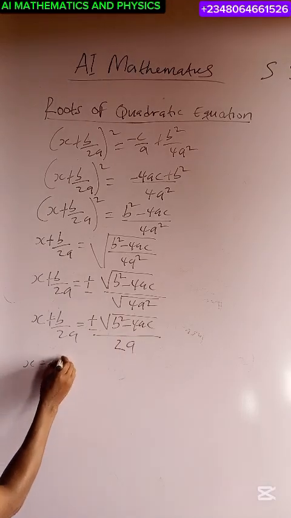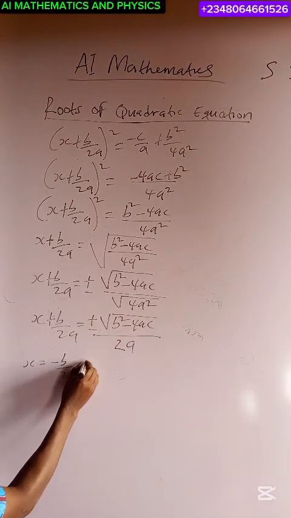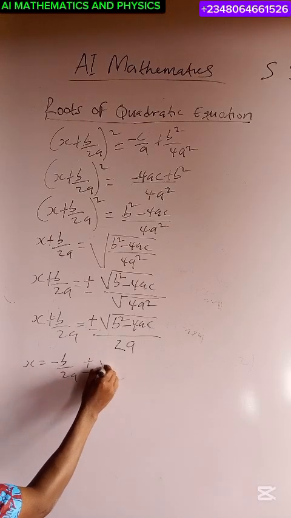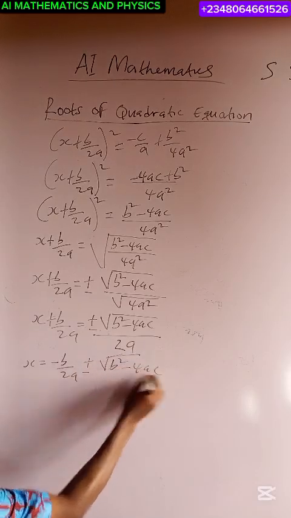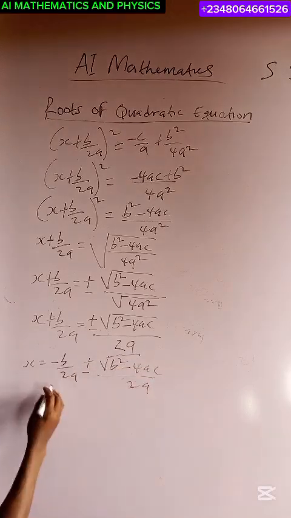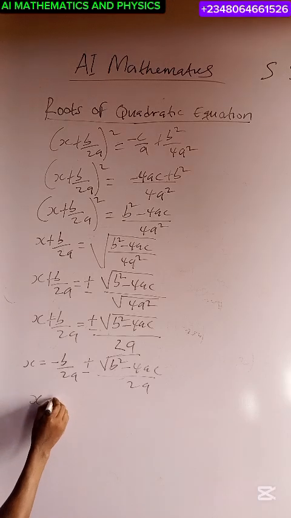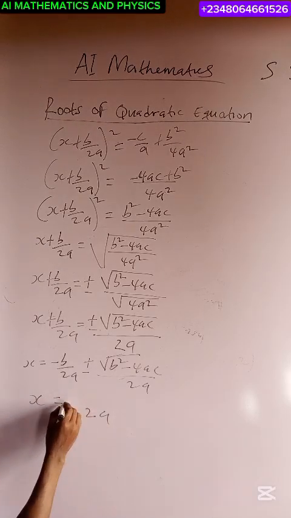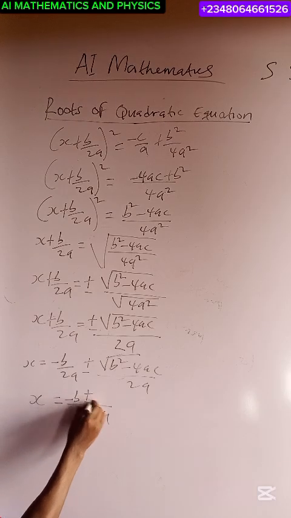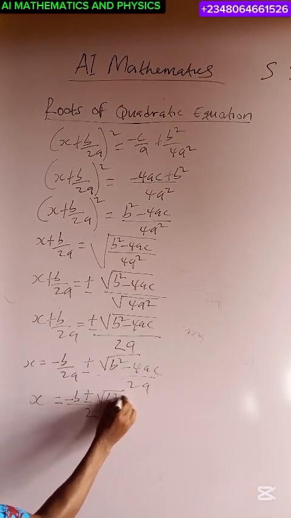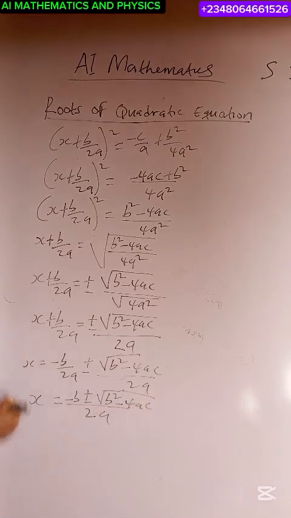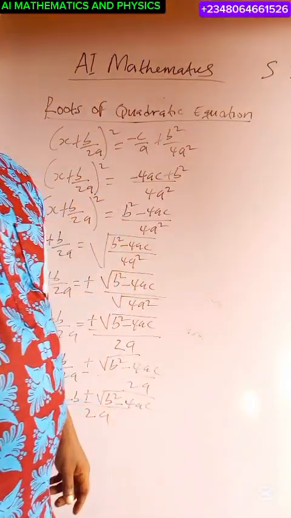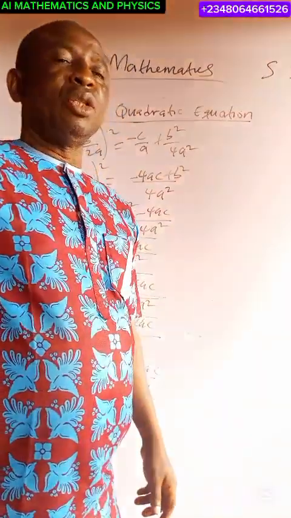x will now be equal to minus b over 2a plus or minus the square root of b squared minus 4ac over 2a. Find the LCM. Our LCM is 2a, so x is equal to minus b plus or minus the square root of b squared minus 4ac, all over 2a. You can see that we have been able to prove the quadratic formula by using the complete the square method.